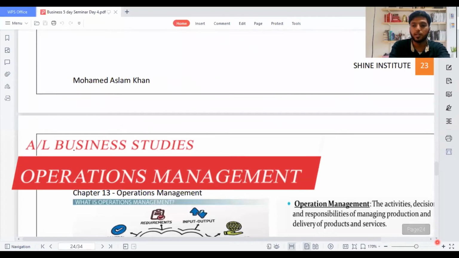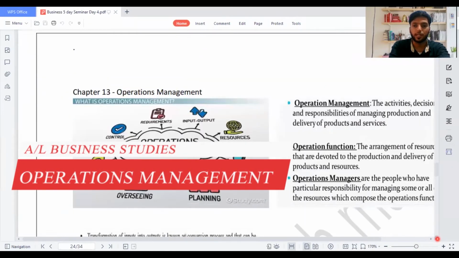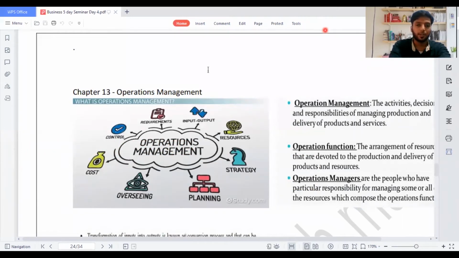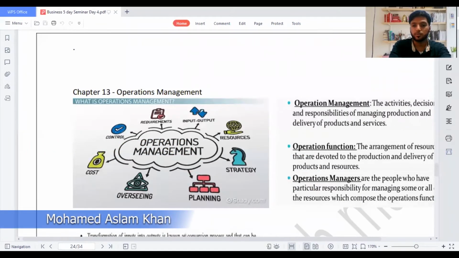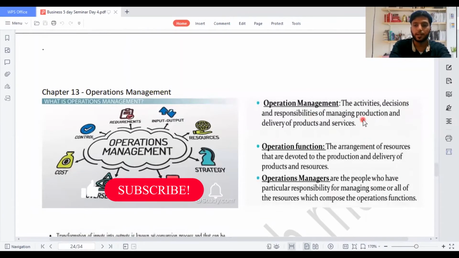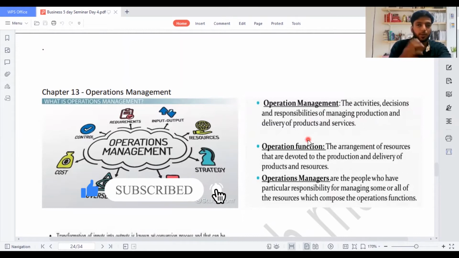Then we move on to chapter number 13, operations management. Operations management, you might see the definition: the activities, decisions, and responsibilities of managing production and delivery of production services. In easy terms, whatever you are producing in a company is processed through operations management.